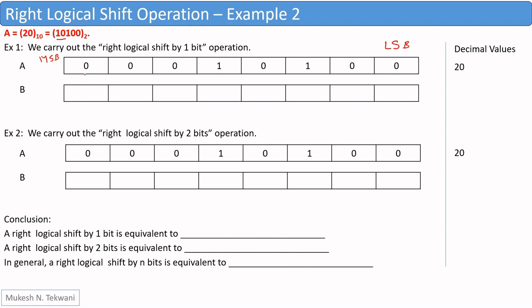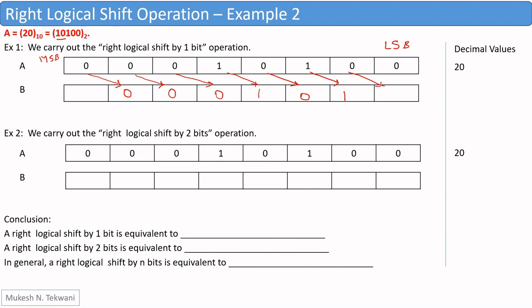The bit which is at the extreme left, or the most significant bit, will be shifted by 1 place to the right. So this bit will become now 0. So we have shifted this bit. The next bit is shifted again by 1 place to the right. This becomes 0. This 0 is transferred to this bit position. 1 is transferred by 1 place to the right. 0 we again transfer by 1 place to the right. 1 is shifted to the right by 1 place.